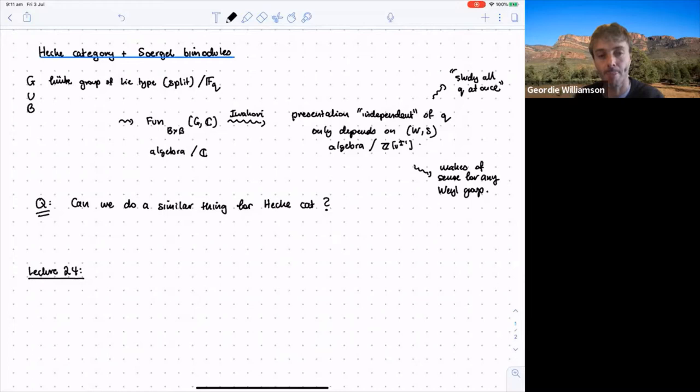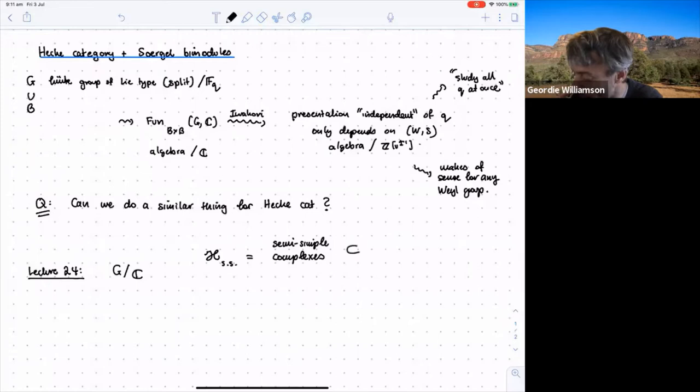And so now we switch and G is a complex group, and we arrived at the definition where we consider this additive category, which is semisimple complexes inside the B times B equivariant derived category of G. Let's say for this lecture, I'll always take C coefficients. And this is monoidal, which is a consequence of the decomposition theorem.